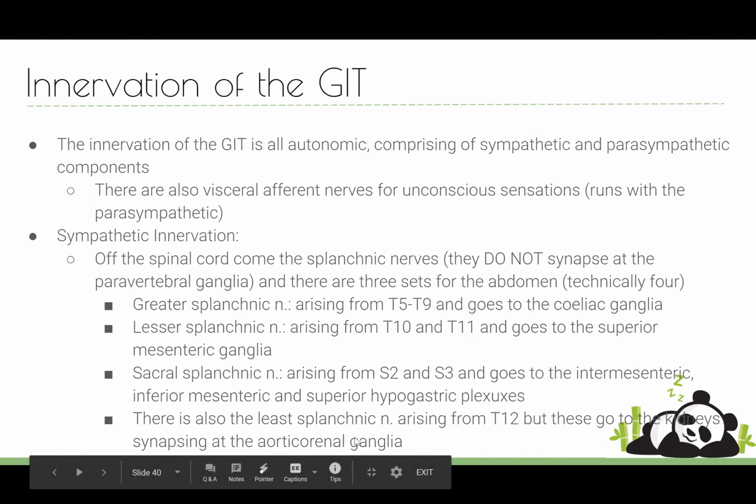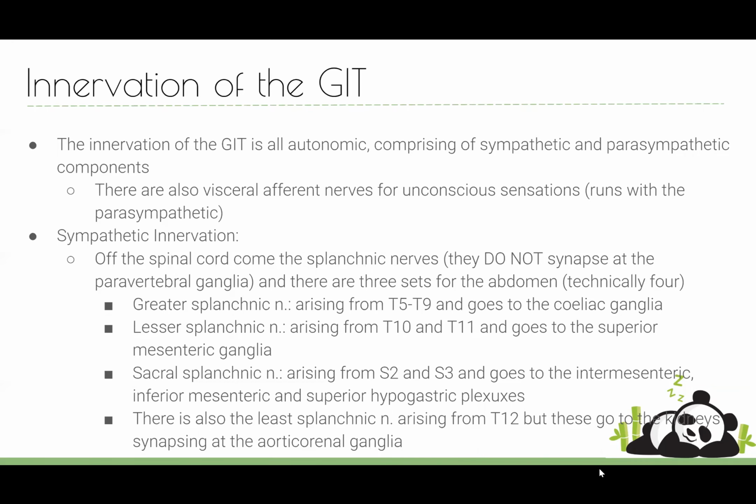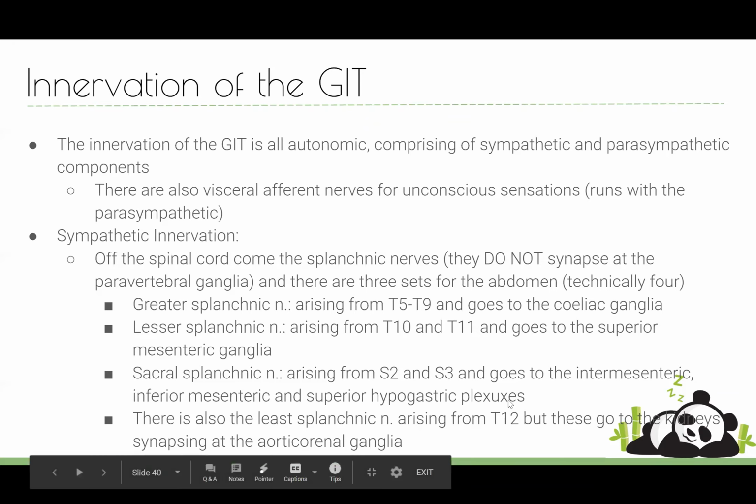And then there's also a least splanchnic going from T12. These go to the kidneys and synapse at the aorticorenal ganglia, which is not relevant or useful really for us at this stage. But these three are the important ones we need to talk about. And these contributions are also important if you remember. So there's something to learn.